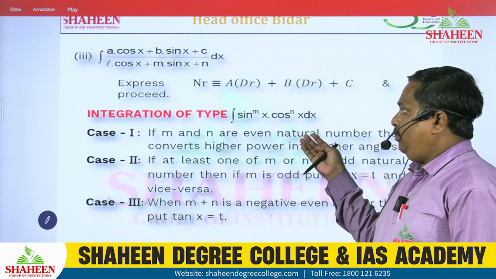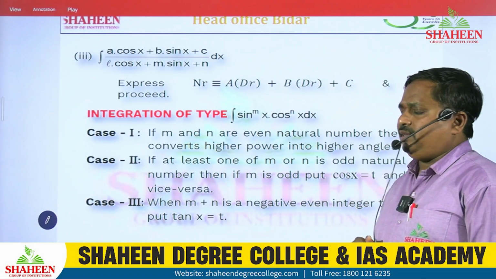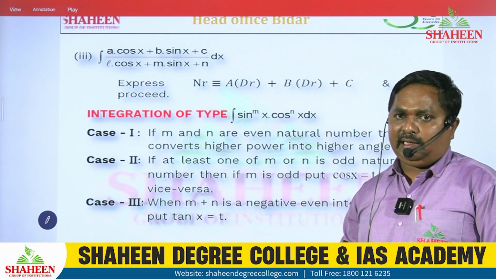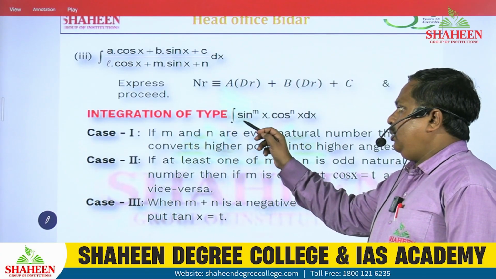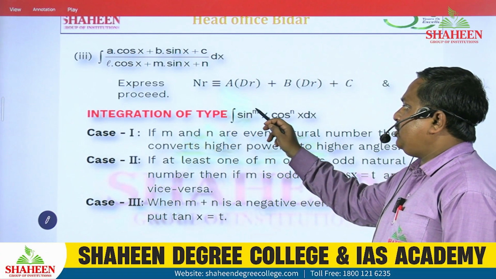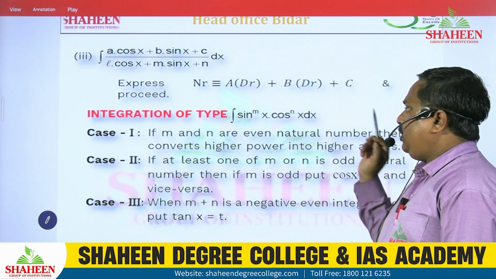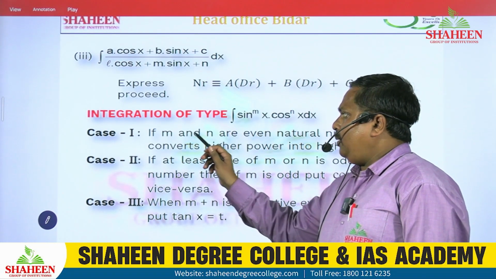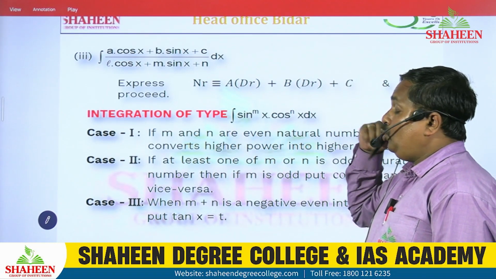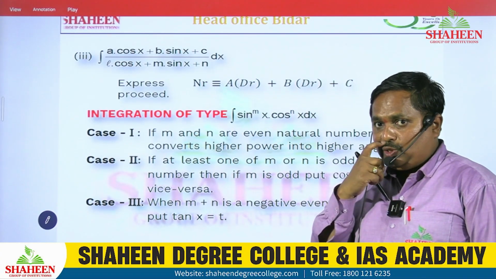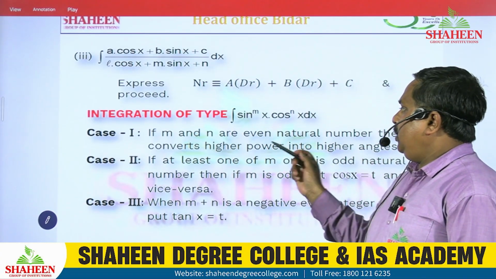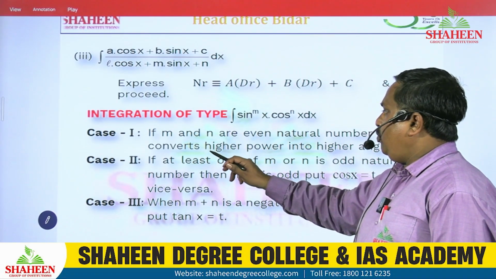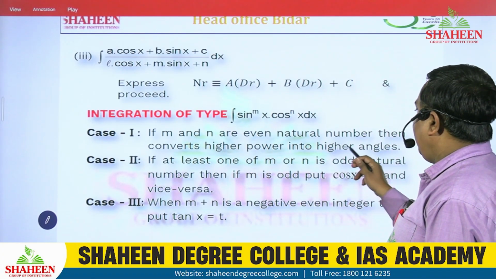But before that, this is about the substitutions we make in the given integrals. Suppose the integral is of the form sin^m x cos^n x dx. Then we have three cases. One: if m and n are both even natural numbers, then convert the higher power into higher angles.